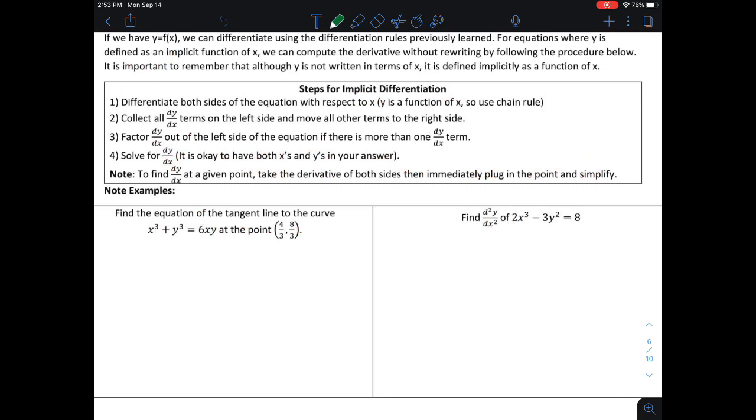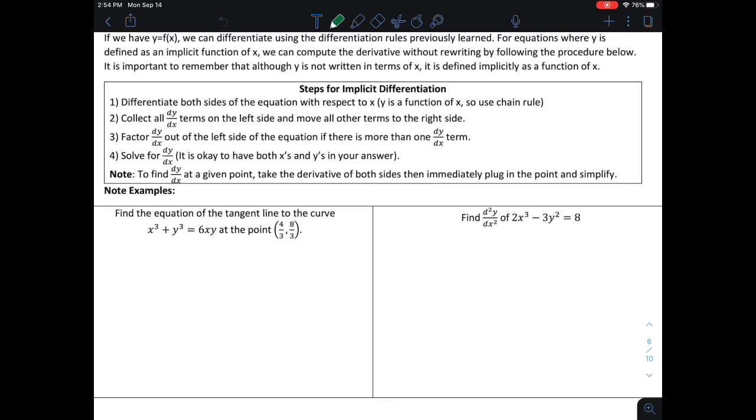Okay, so we've looked at finding the derivative of expressions that have multiple variables in it. And now we're going to apply this to finding the implicit derivative, or actually I take that back. We're going to find the derivative of an equation that has x's and y's in it that's not written explicitly. And we're going to use the technique of implicit differentiation to find the derivative. And I have some steps here.